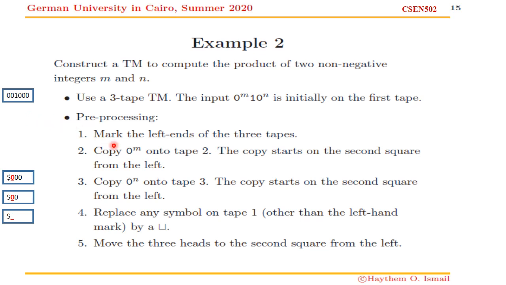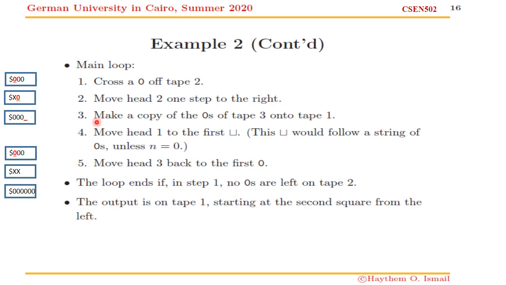Pre-processing step. We're going to mark the left ends of the 3 tapes by dollar signs. So write a dollar sign at the very end. We saw how to do that in the last lecture. Then copy the m zeros onto tape 2. The copy starts, of course, on the second square after the dollar sign. Copy the n zeros onto tape 3. Replace any symbol on tape 1 other than the dollar sign by a blank, so basically clear everything here. Move the 3 heads to the second square from the left. Now we're ready to go.